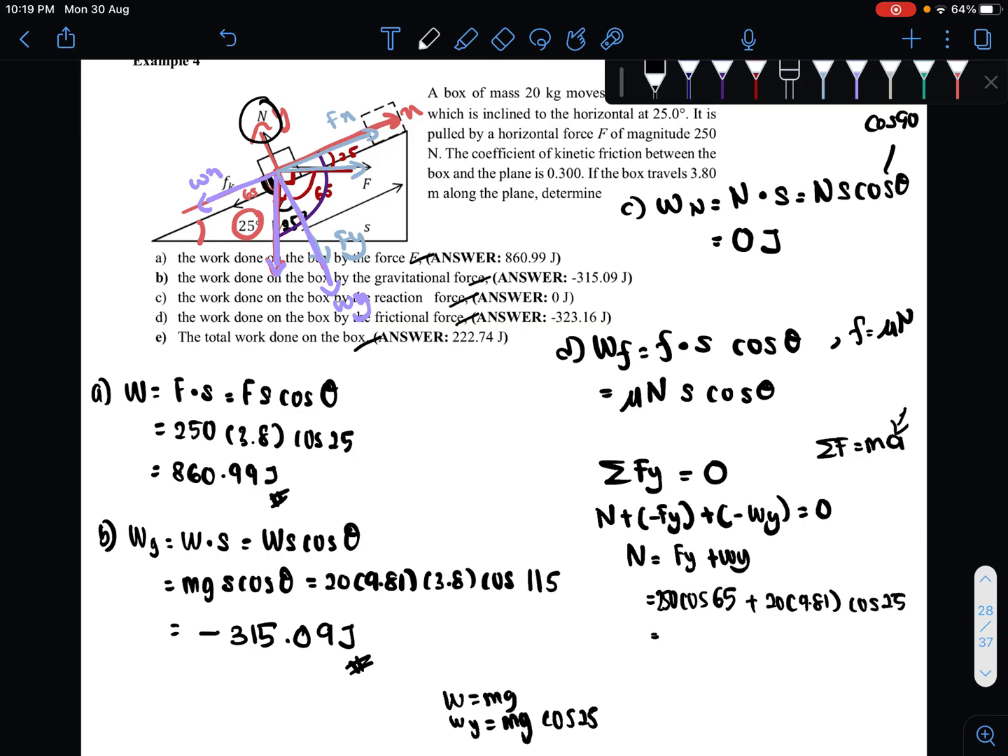So tekan calculator. 250 cos 65 plus 20 times 9.81 cos 25 here. So you get 283.47 Newton. So ini adalah nilai normal force kita. Alright, this is the normal force value.